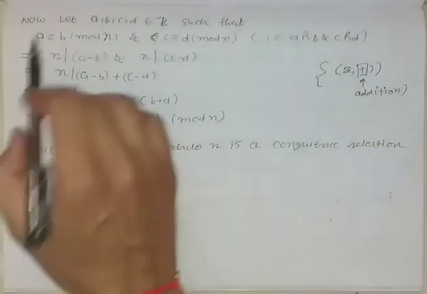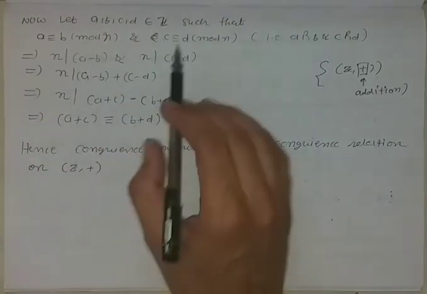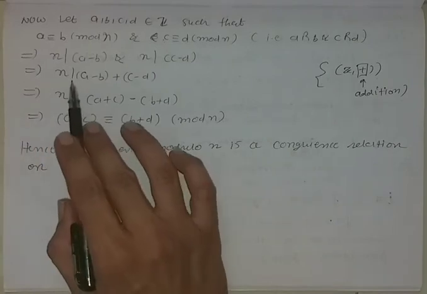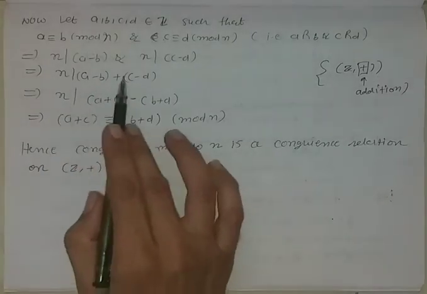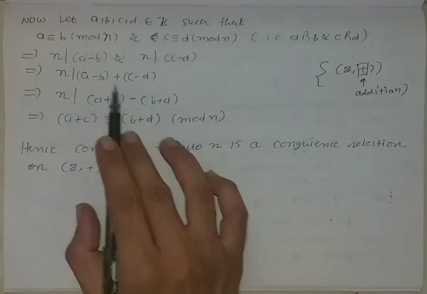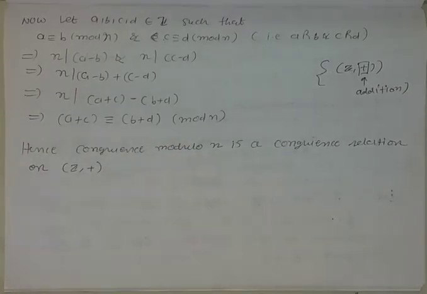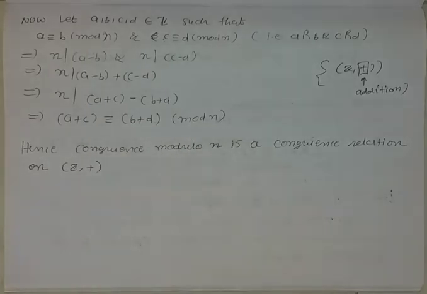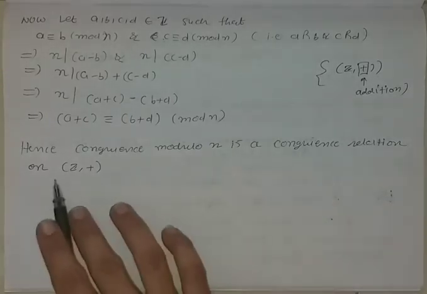Now from this, A is congruent to B modulo N, this implies that N divides A minus B. Similarly, N divides C minus D. This implies that N divides A minus B plus C minus D. Now again, simplify this step, we get N divides A plus C minus B plus D. This shows that A plus C is congruent to B plus D modulo N. Hence congruence modulo N is a congruence relation on Z plus.